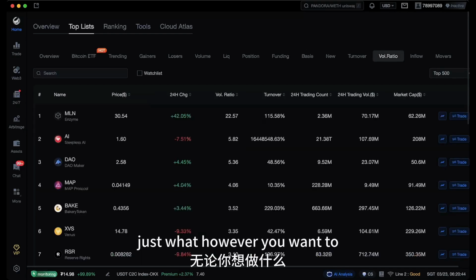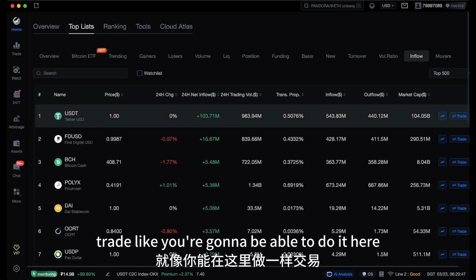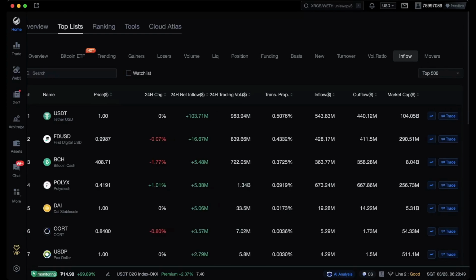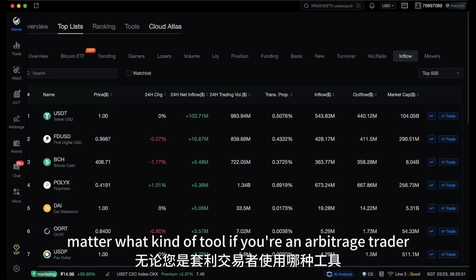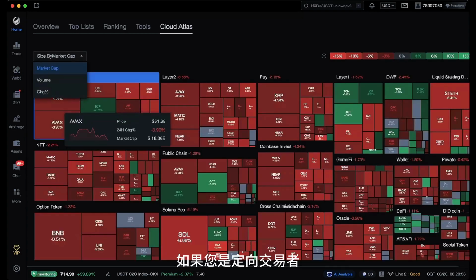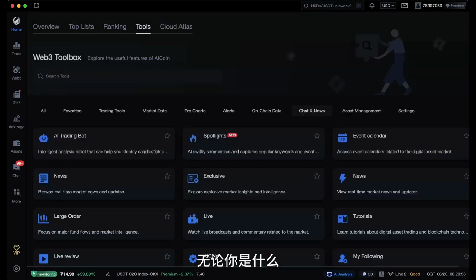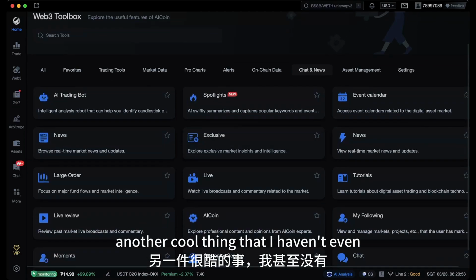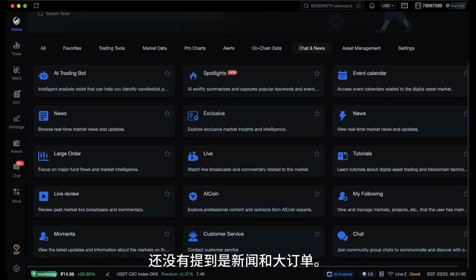But yeah, you can do so much. You could categorize every single coin by inflow, outflow, just however you want to trade, you're going to be able to do it here essentially. No matter what you want to do, no matter what kind of tool, if you're an arbitrage trader, if you are a directional trader, whatever you are.